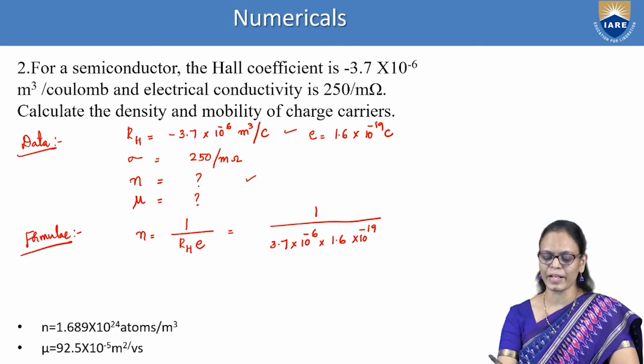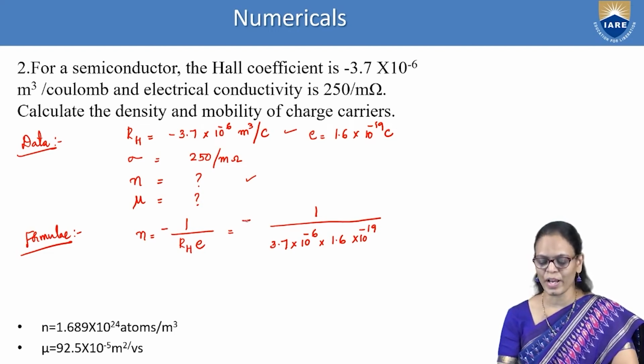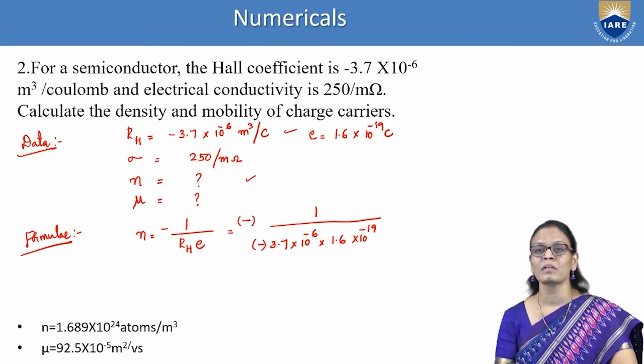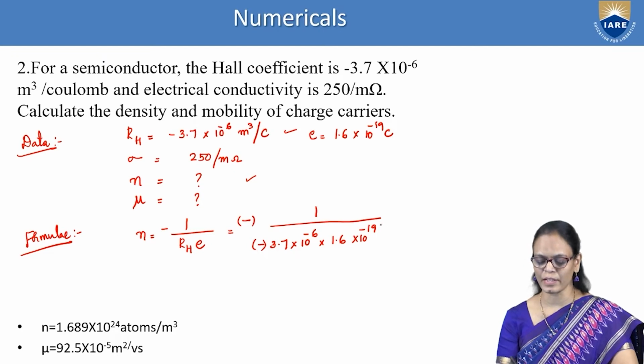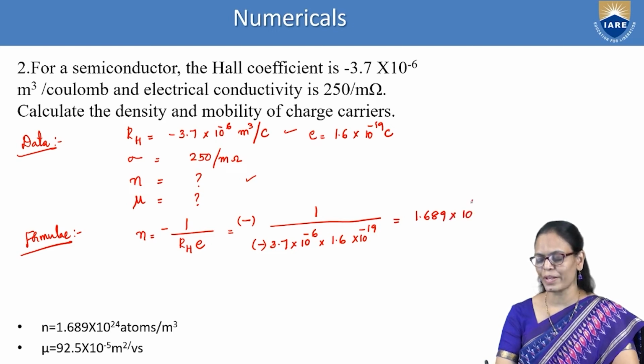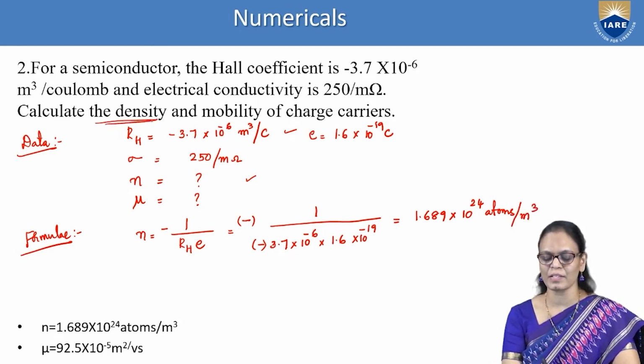See here I am neglecting this minus because actually we have to write N is equal to minus 1 upon RH into E. So we have a minus here, we have a minus here. So I have written it as plus. Otherwise you may denote both the minuses here and then simplify. You get 1.689 into 10 power 24 atoms per meter cube. So this is giving us the charge carrier density.